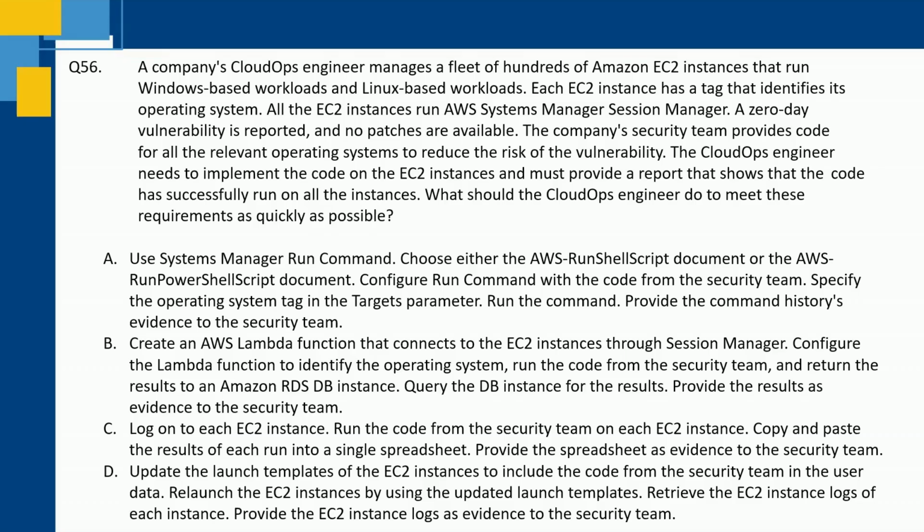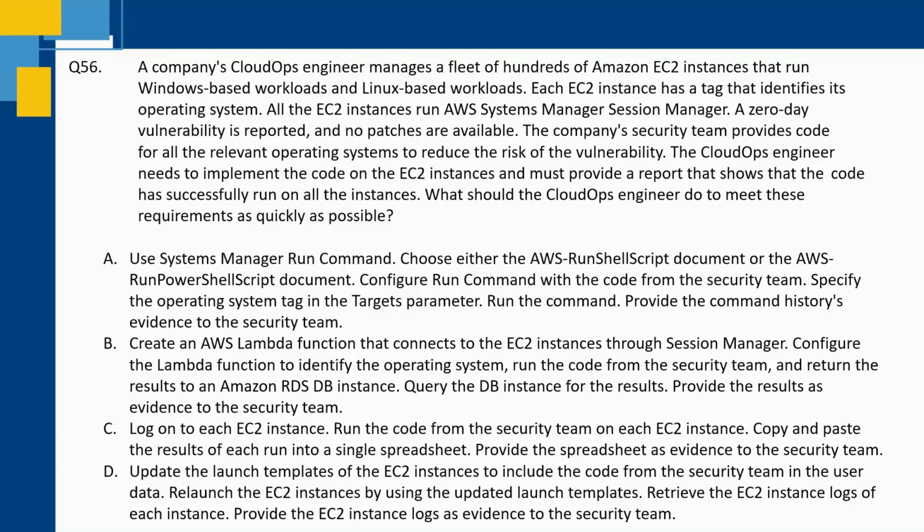A zero-day vulnerability is reported and no patches are available. The company's security team provides code for all the relevant operating systems to reduce the risk of the vulnerability. The CloudOps engineer needs to implement the code on the EC2 instances and must provide a report that shows the code has successfully run on all the instances.